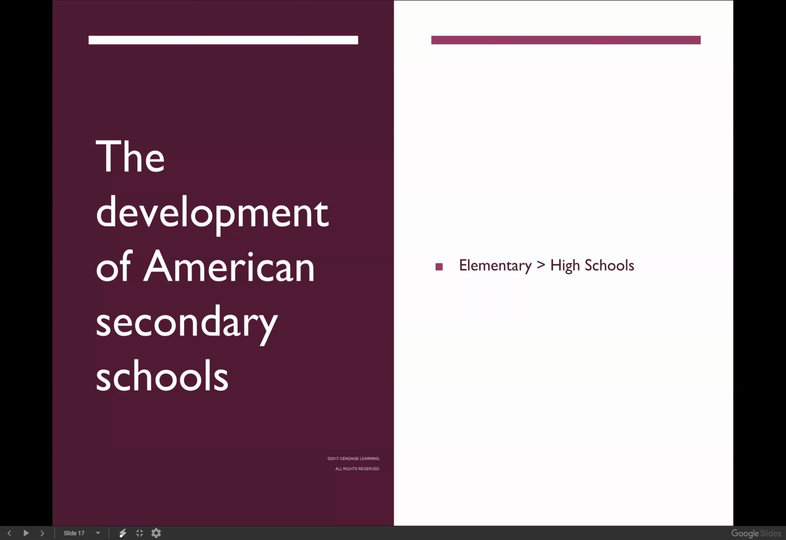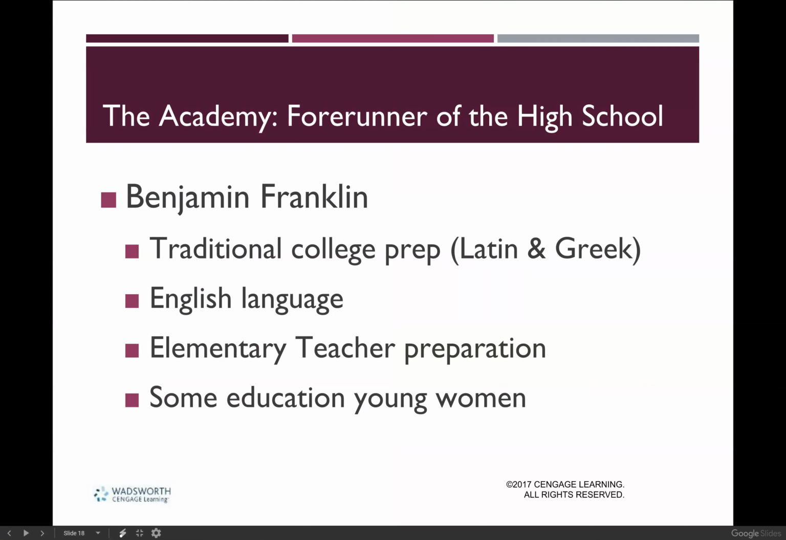So we saw a lot of people mentioning the secondary system. It kept developing over time. And the academy was one of the forerunners for our modern high school. Remember the academy I talked about earlier. Benjamin Franklin believed in the academy, traditional college prep, teaching them Latin and Greek. And Latin and Greek are so foundational in the English language and a lot of languages. It really does help with your vocabulary. And then, right, teaching the English language. There was elementary teacher preparation and some educating of women.